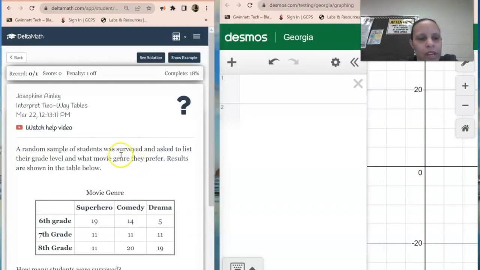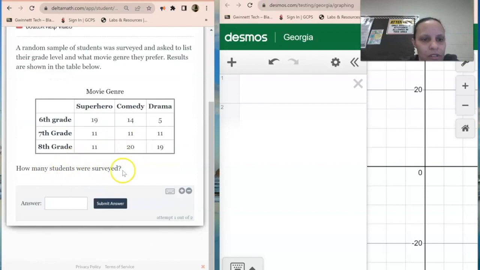Interpret two-way tables. All right, so how many students were surveyed? All right, so this is super, how many students in the sixth grade like superhero movies? How many students in the sixth grade like comedy? How many students in the sixth grade like drama? How many in the seventh like superhero? How many in seventh like comedy? How many in seventh like drama? How many in eighth like superhero? How many in eighth like comedy, and how many in eighth like drama? All right, so your totals.